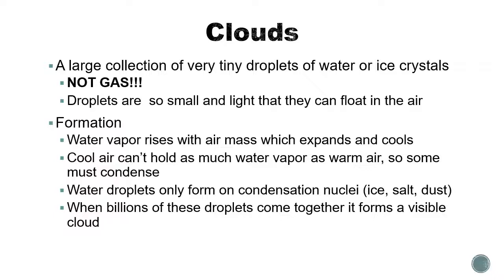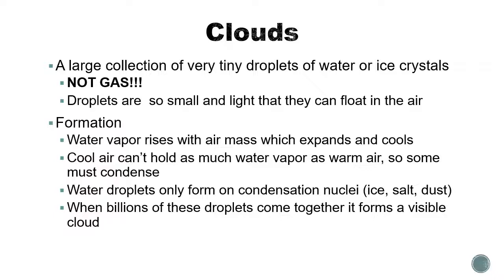Our water droplets only form on what we call condensation nuclei. They have to have something to grab onto. It might be a tiny particle of ice, a tiny particle of salt, a tiny particle of dust, whatever is floating around up there, but it has to have something to form onto. So when billions of these droplets come together, it forms a visible cloud.